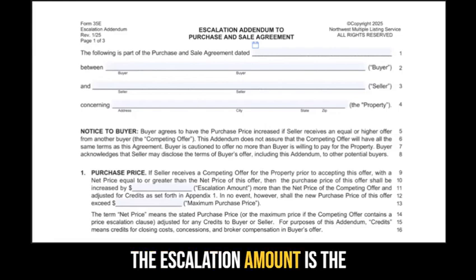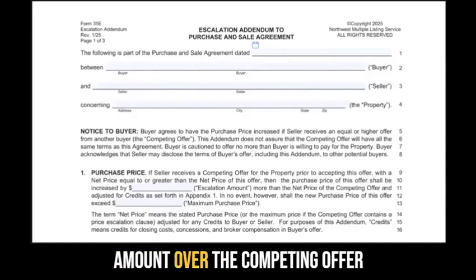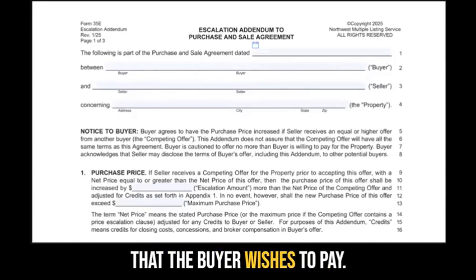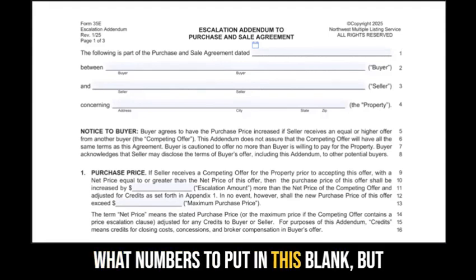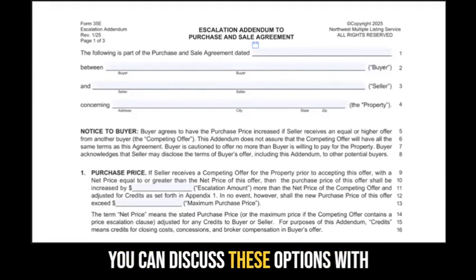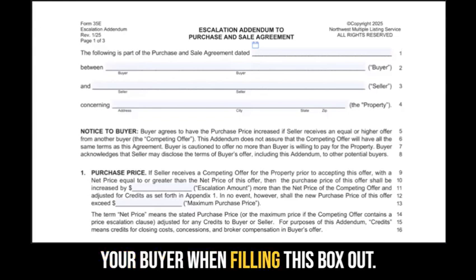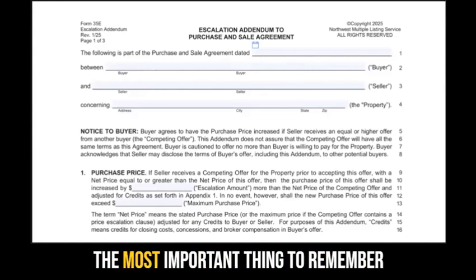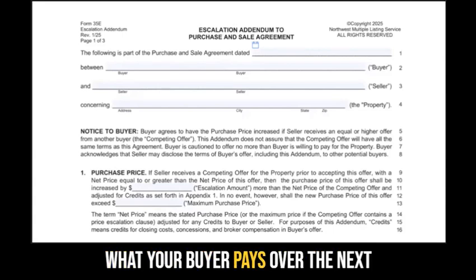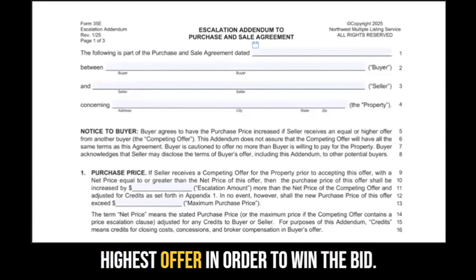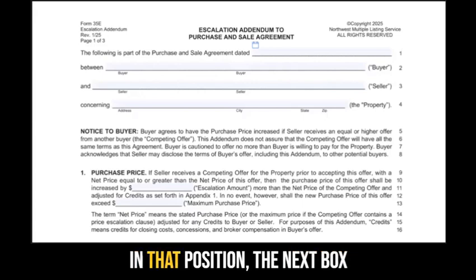All right, so in paragraph 1, the buyer will put the escalation amount. The escalation amount is the amount over the competing offer that the buyer wishes to pay. There are strategies surrounding what numbers to put in this blank, but you can discuss these options with your buyer when filling this box out. The most important thing to remember is that this number is what your buyer pays over the next highest offer in order to win in that position.